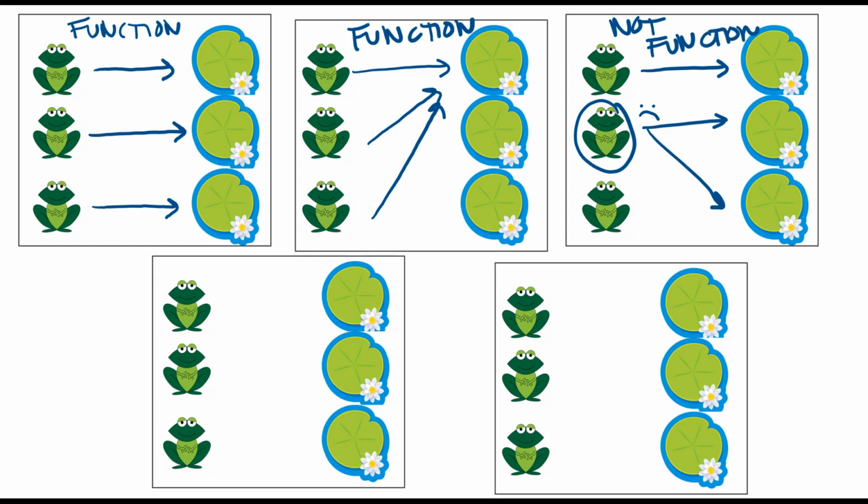We'll try a couple more. This guy's going here, so is that guy, and he's going over there. Is this a function? Yes, because they're having a frog party, totally fine. The issue is when more than one tries to jump, or one tries to jump to more than one location.